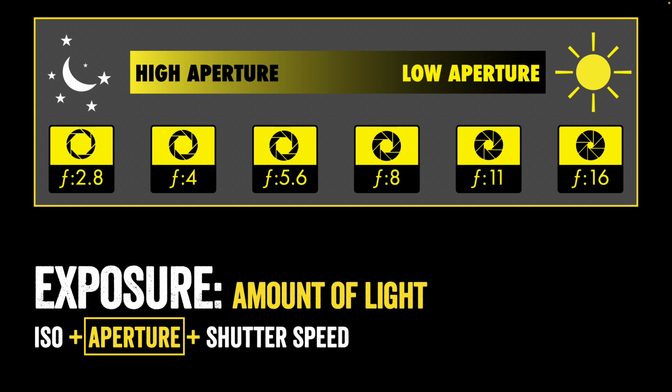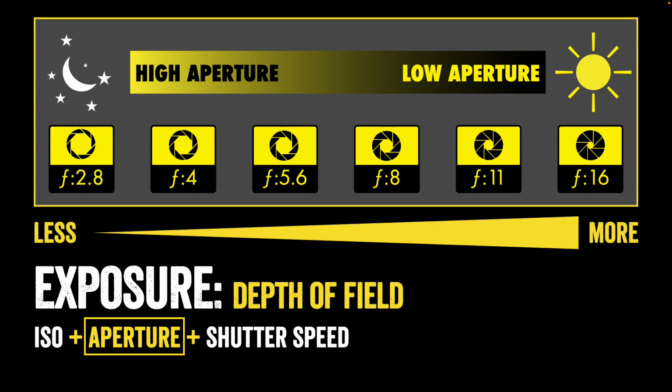The aperture also controls something else called depth of field. Depth of field is how much of your image is in focus in front of and behind the subject you have focused on. As you increase the aperture to f2.8, you have less depth of field. And as you decrease the aperture down to like f16, you'll have much more depth of field. We'll learn about depth of field in another lecture.